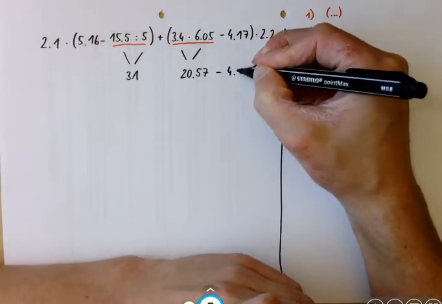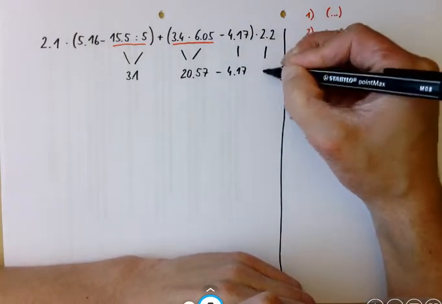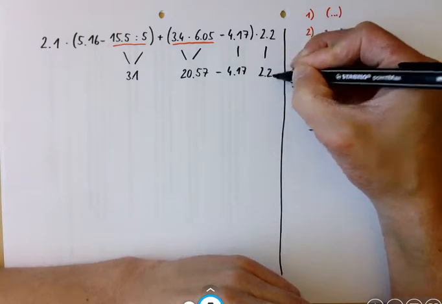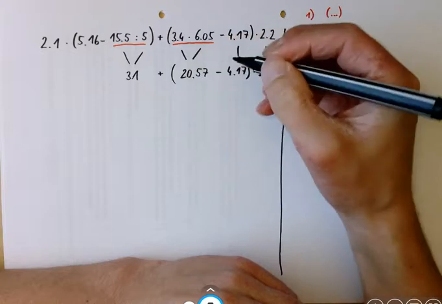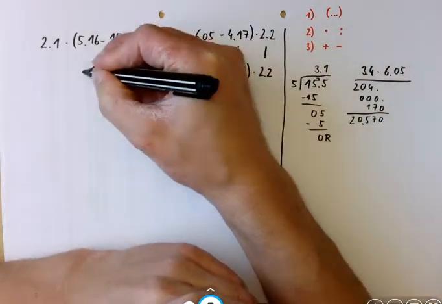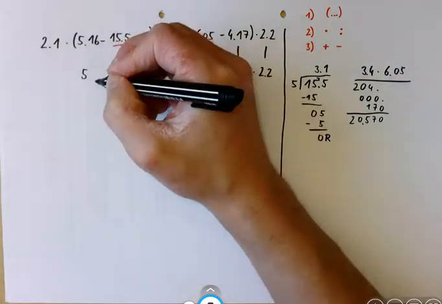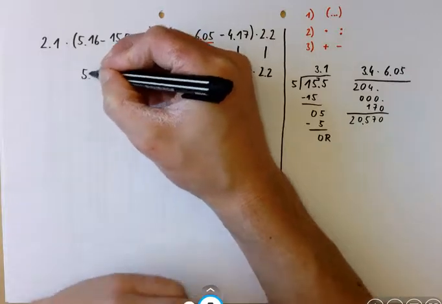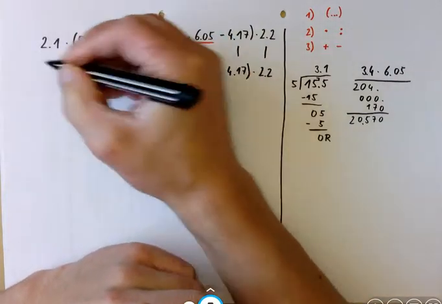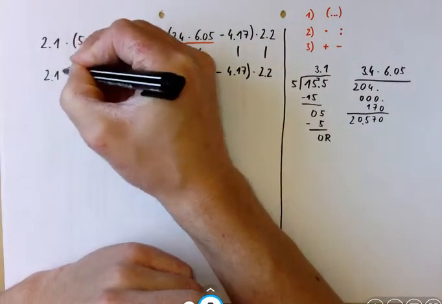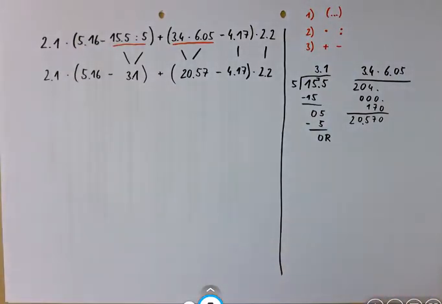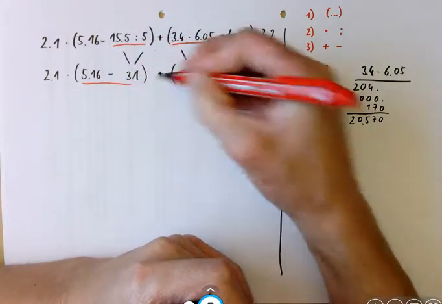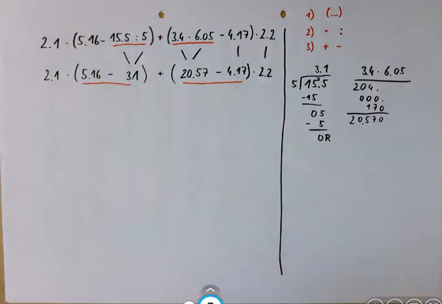minus 4.17, writing down the other ones, 2.2 bracket plus bracket 5.16 minus and 2.1 times. Well, next step, now we can figure out the brackets, so that's this and this one.